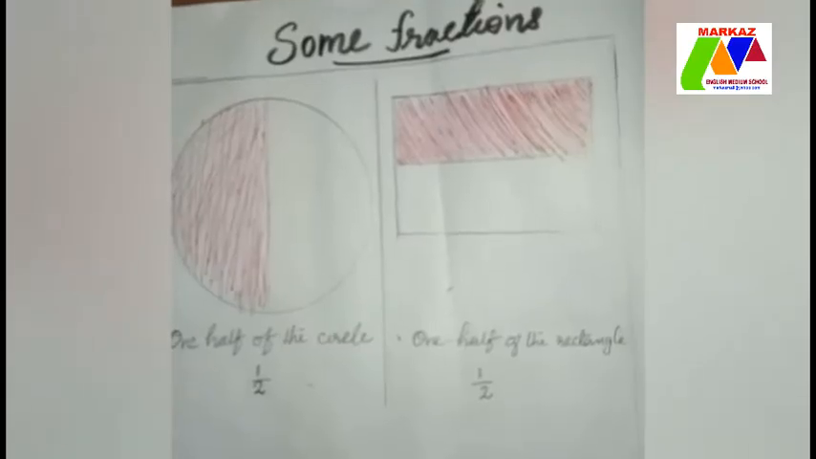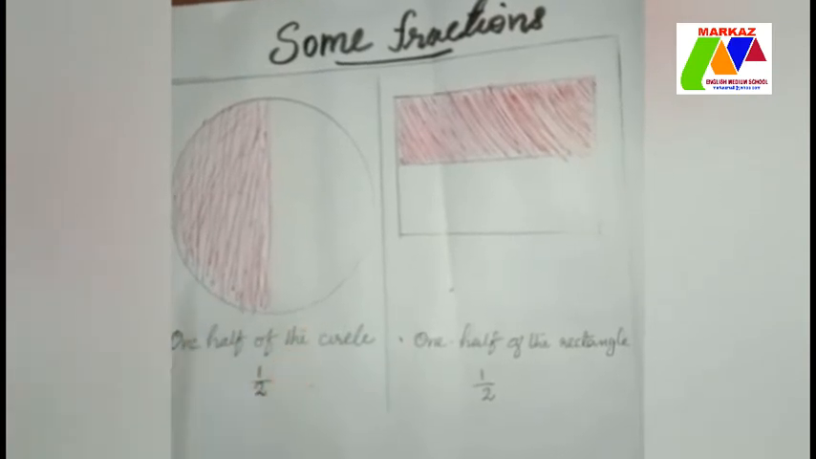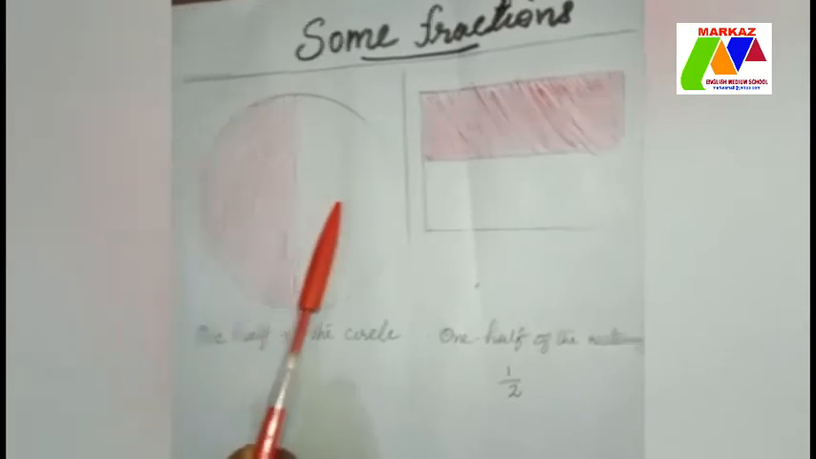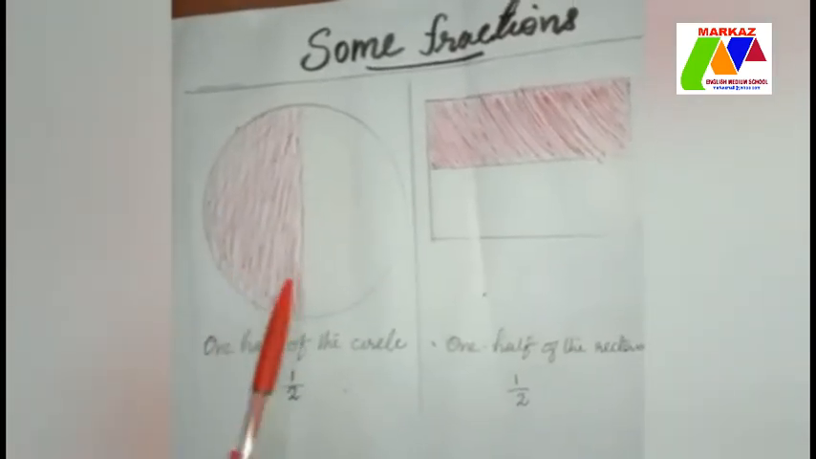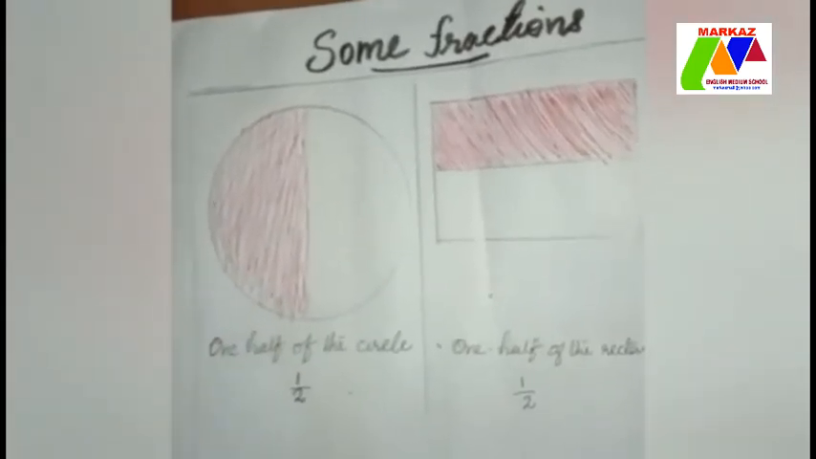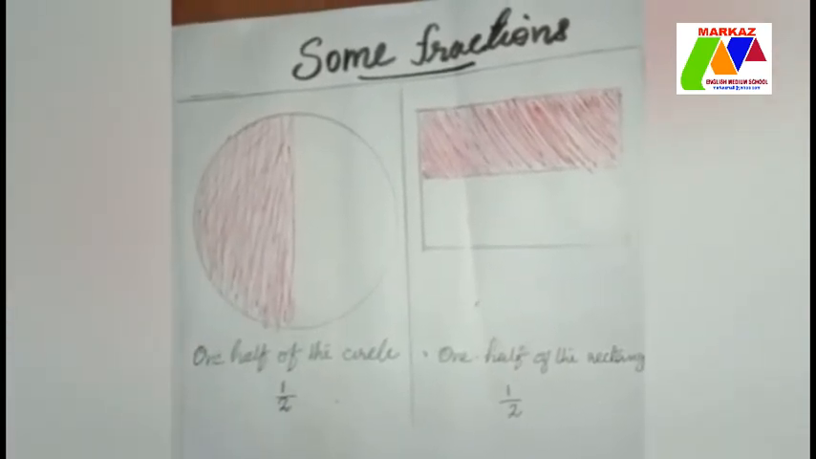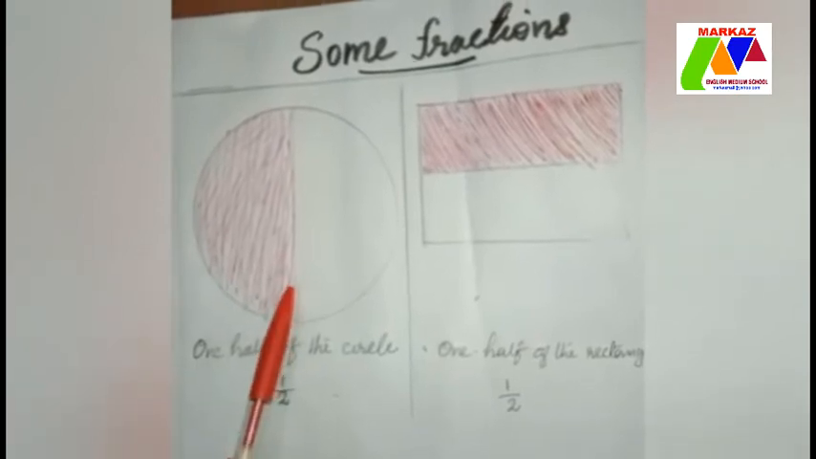In this lesson, we are studying some fractions. In a fraction, we divide something into equal pieces and then take some of these pieces. For example, here I have a circle. I divided it into two equal halves, or two equal parts. Then I colored one of those parts. And so, that is one half of the circle.